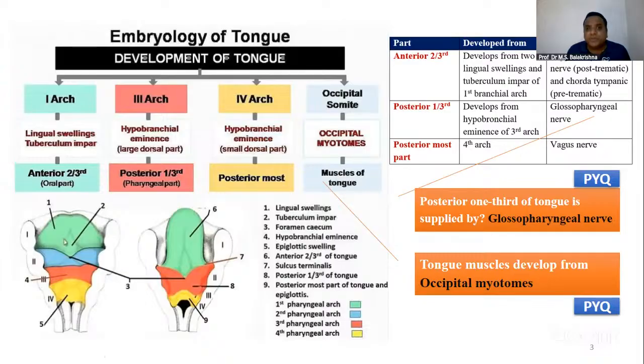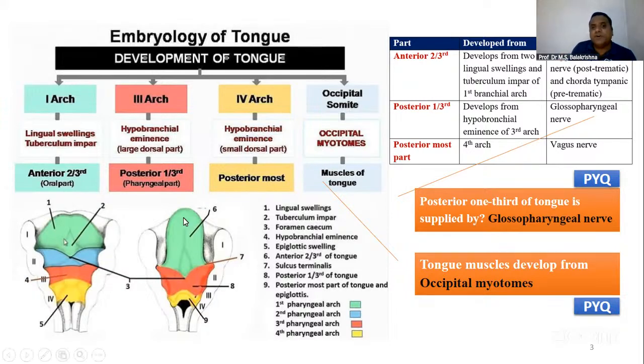As I told you, for the development of the tongue, you should know this diagram, which is there in your Inderbir Singh book also. There are 2 lingual swellings and 1 midline swelling called tuberculum impar. Anterior 2/3 of the tongue and posterior 1/3 of the tongue, which you know. From the first arch, the 2 lingual swellings and tuberculum impar, the green colored one you are seeing, represent the anterior 2/3 of the tongue. Then your third arch is the hypobranchial eminence, which again has 2 parts, the cranial and the caudal part.